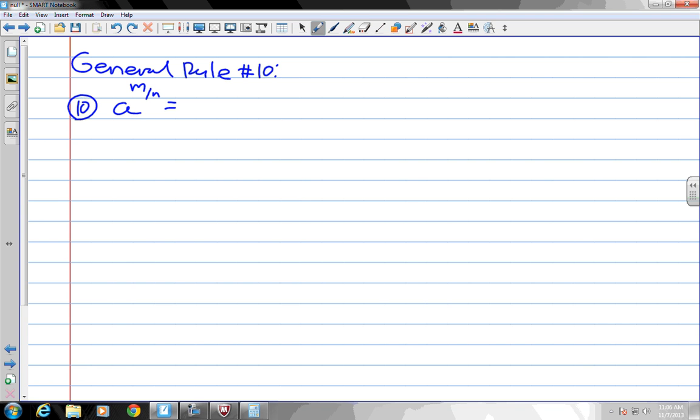So again, all we have to remember from here is that the numerator is the exponent, the denominator is the radical. So there are two ways of expressing that. There's the nth root of a to the power m, which is the same as saying the nth root of a raised to the power m, like that. These two are equivalent statements.